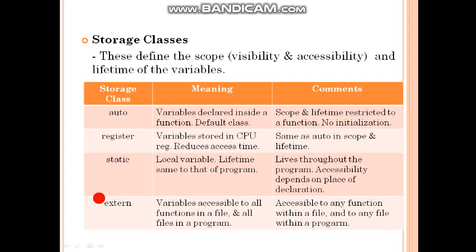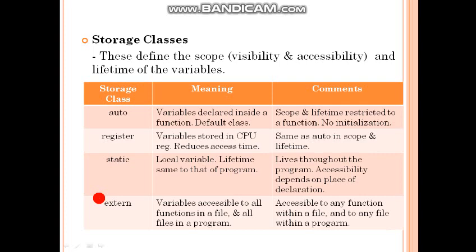After that, the next one is the register storage class. In the register storage class, the variable is always stored in a CPU register, and it reduces access time also. The scope and lifetime are the same as auto. Then there is the static storage class. The local variable lifetime is the same as the program, and it lives throughout the program. Accessibility depends on the place of declaration.